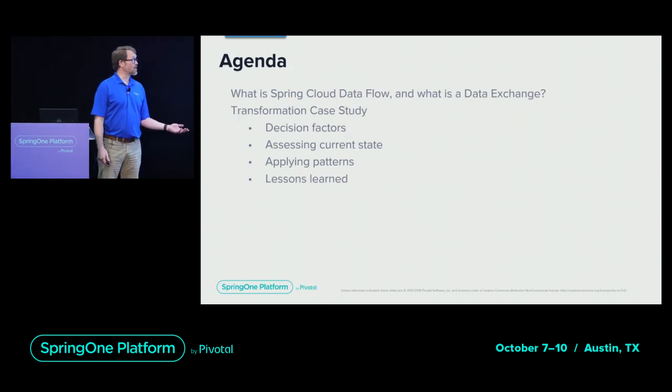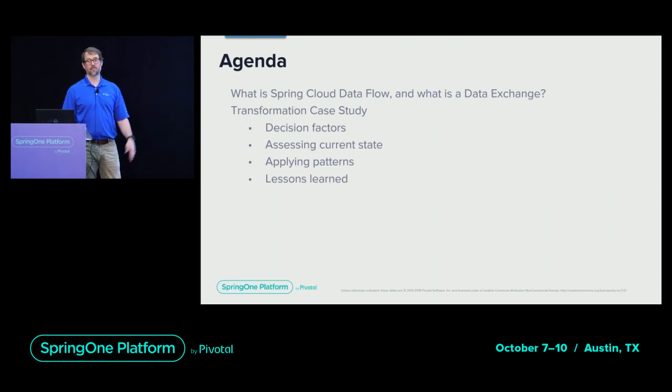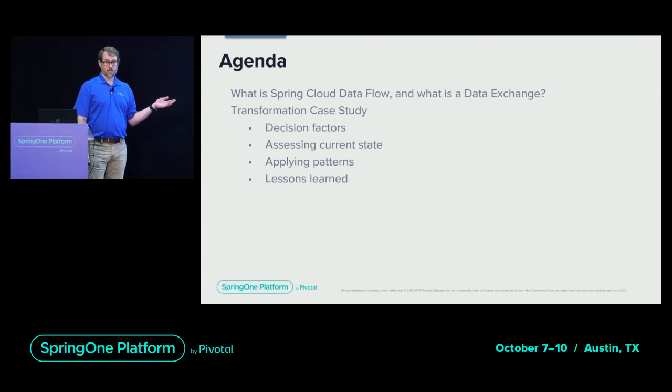So today I'm going to talk a little bit about Spring Cloud Dataflow, just to give a brief introduction of it. How many people in the audience are using Spring Cloud Dataflow now? Okay, so not a huge amount. How many know what it is? Okay, better number, good. And talk about what I mean by a data exchange, because it's sort of a term I guess I kind of made up. And then talk about our case study.